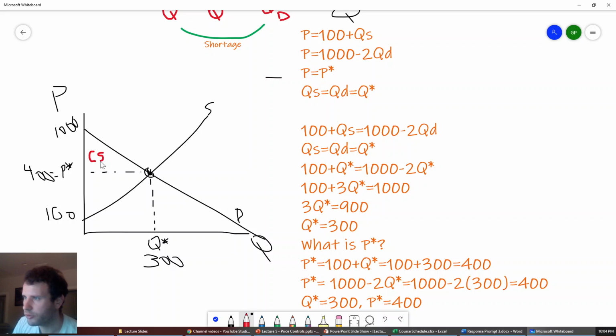Consumer surplus. All right. And what's your producer surplus? It's the area between the supply curve and price. Producer surplus. Okay.